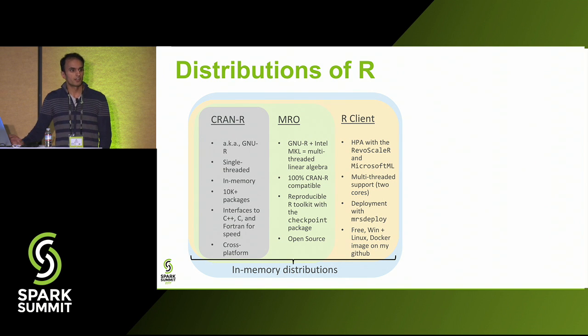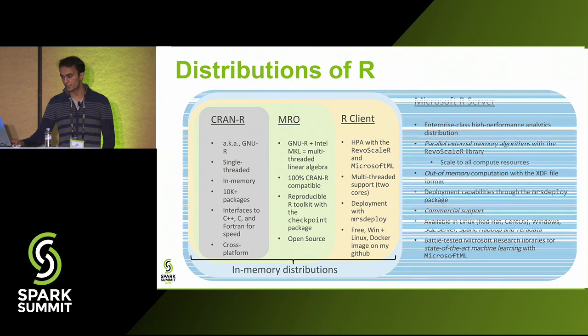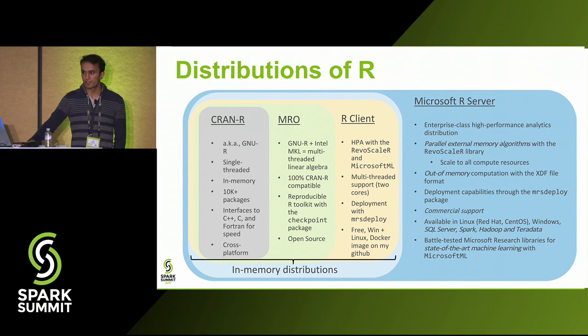So these three distros are all in memory, so you won't get parallelization beyond the memory process in your computer. This is how we made Microsoft R Server, which is an out-of-memory, completely unshackled distribution of R. The two packages we have, the Microsoft ML package and the RevoScaleR package, will scale out to every compute resource you have in your system. So if you're working on a local machine, you'll use all your threads. If you're working on a Spark cluster, as we'll see today, you'll use all the executors in your Spark cluster.